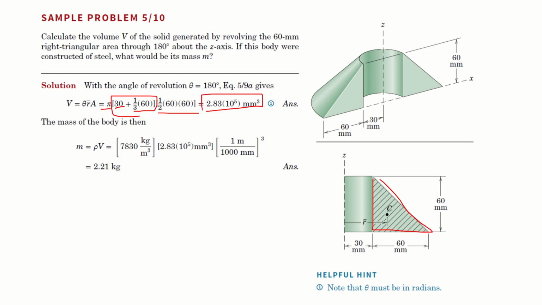Now if you have to find the mass, we have been told that this material is steel right here. So mass can be calculated as density times volume, and we can find the density of steel from standard charts, and we put in the value of the density of steel, and we have calculated the volume, so we have found the mass of this particular steel object.